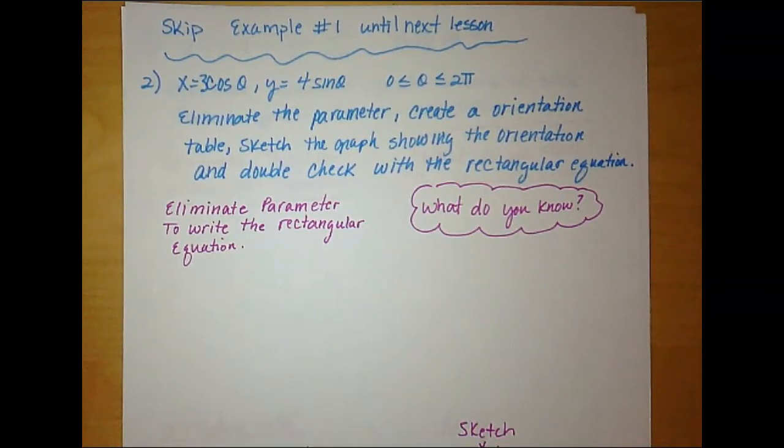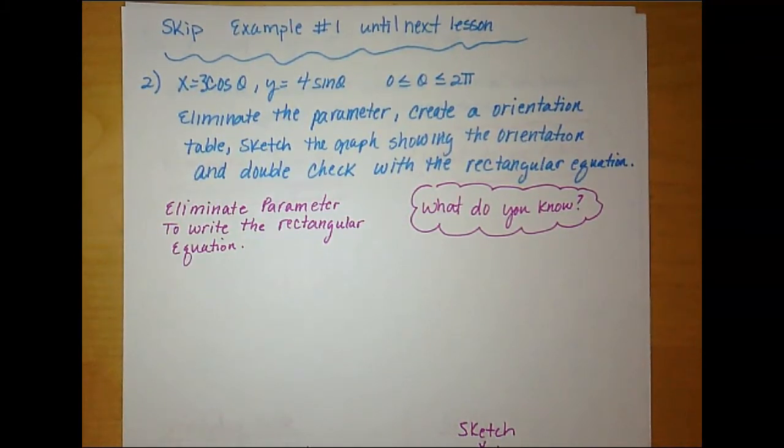So what we're being asked to do: eliminate the parameter, create an orientation table, sketch the graph, show the orientation, and then again we're going to double check to see what we know about those rectangular equations from Algebra 2 and make sure everything kind of matches up.